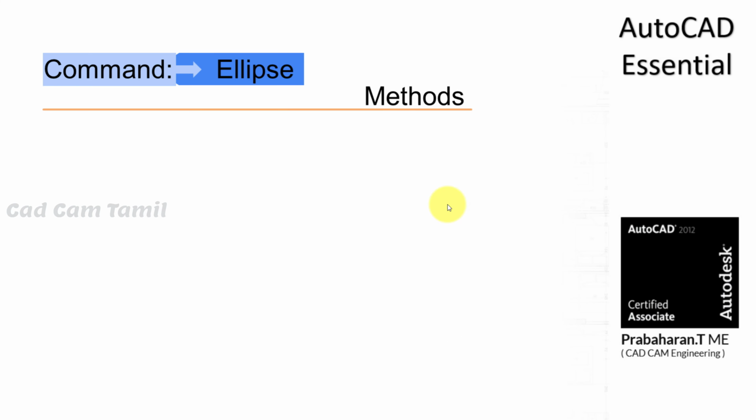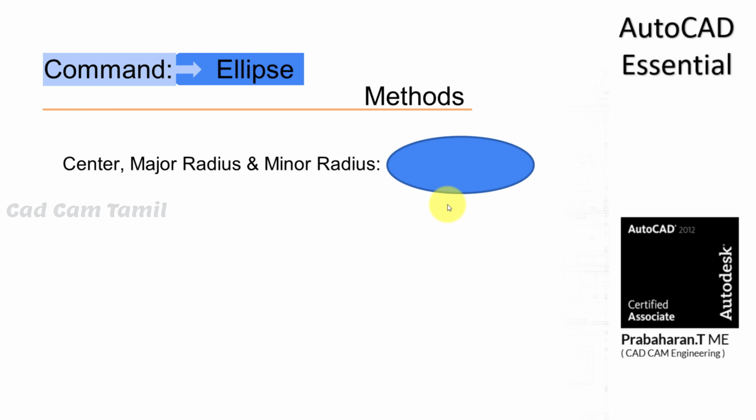Right. So there are plenty of methods to construct the ellipse. One is center, major axis, minor axis. We construct the ellipse by first giving the center point, then the major axis radius, and then the minor axis radius. By giving these 3 points, the major axis and the minor axis of the ellipse will be defined. Next method to construct the ellipse is using the major or minor axis diameter and the other axis radius.